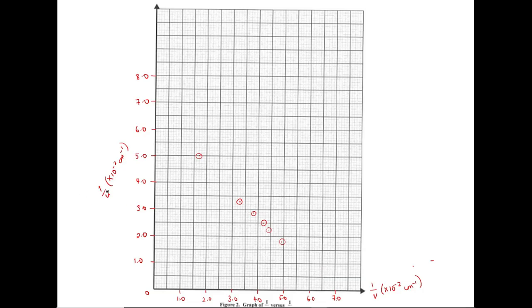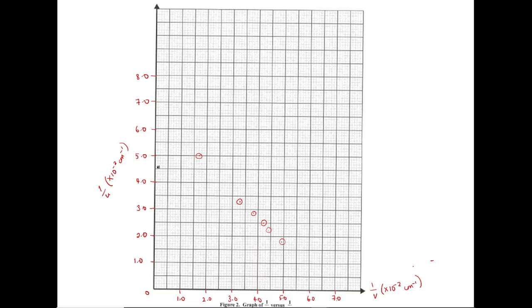Okay, now they said 1 over u against 1 over v. So one thing you need to do is make sure that you label your axes. And you also put in that the figure you use here will be multiplied by 10 to the negative 2 per centimeter. So that's what you need to do, and that's pretty cool. So we're good to go around here, right?